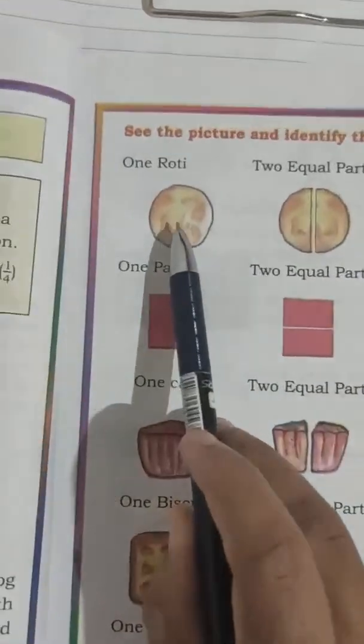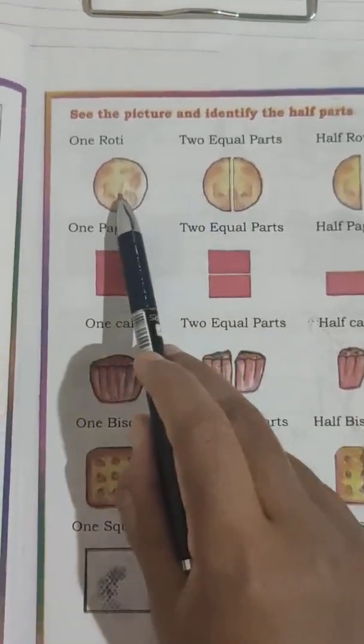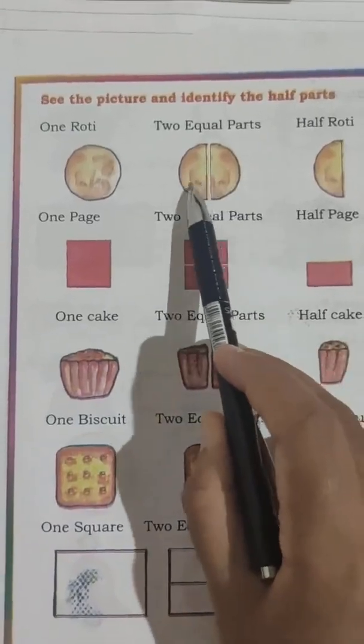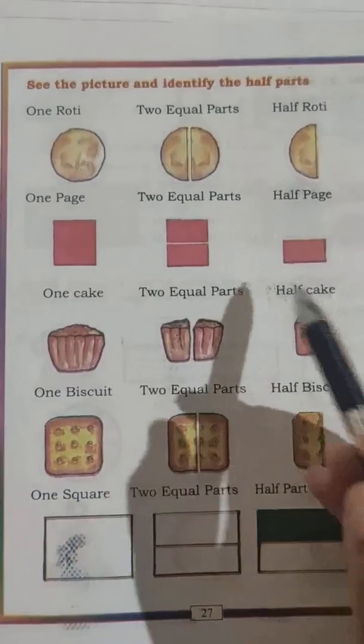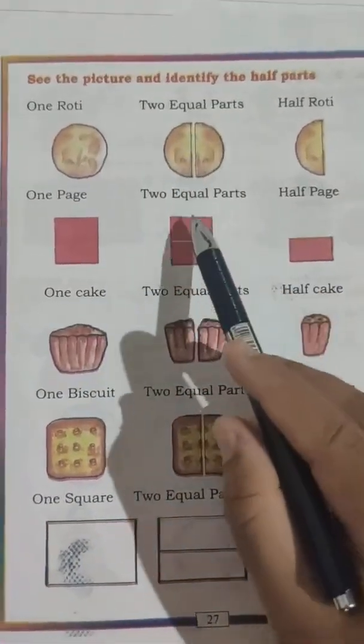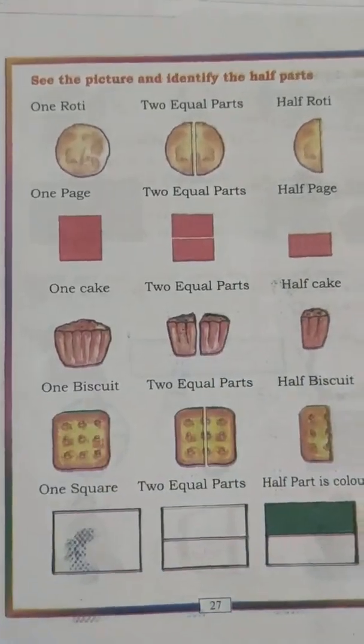So here you can see this is a whole. If you cut it into two equal parts, it will become halves. Yes, so this is the whole. If we join these two halves here, we get a whole here. Can you see here? Yes. Understood children? So this is a half.